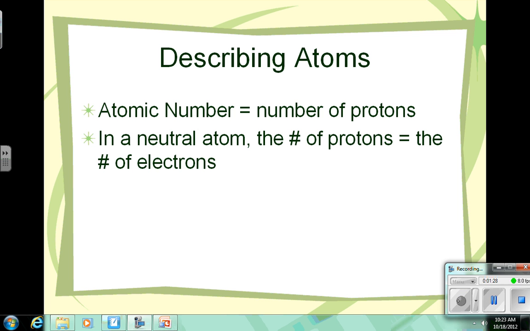In a neutral atom, the number of protons equals the number of electrons. That's true for neutral atoms, and it's true for isotopes, but it is not true for ions, which we'll talk more about tomorrow.